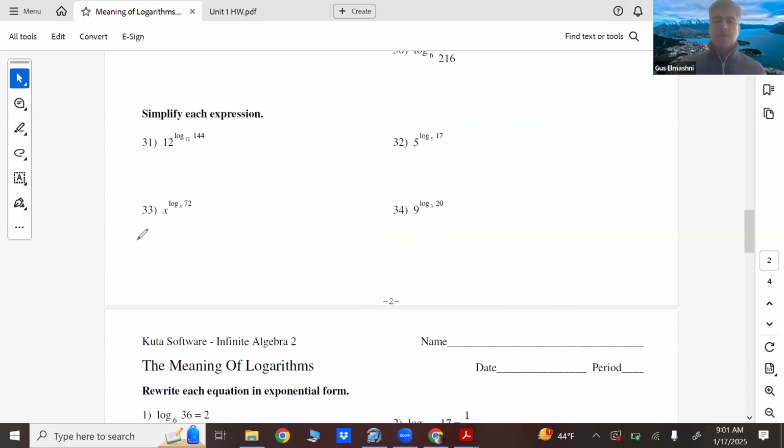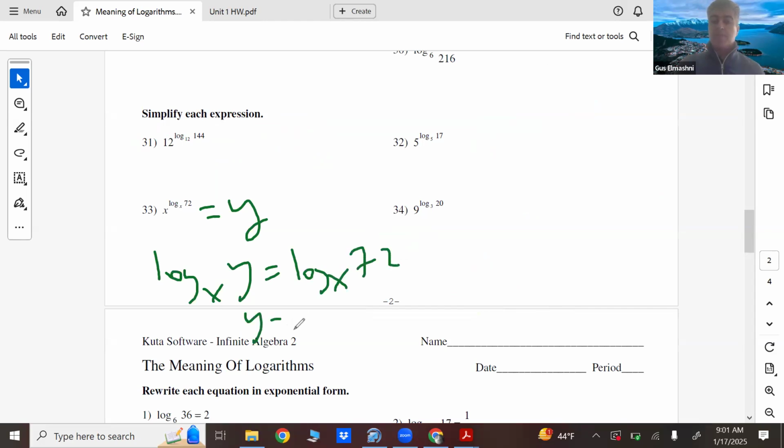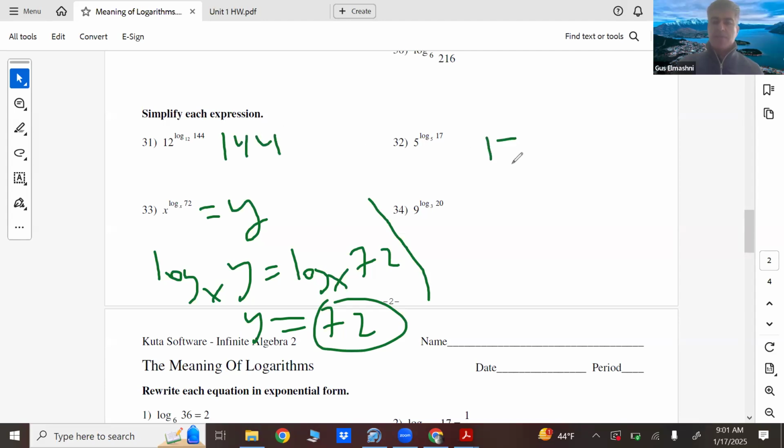Let me clear this because it's getting a little busy. Think like this: if this equals y, then log base x of y equals log base x of 72. What does y have to be to make that true? 2. There you go. That's why it works. So for 34, I know you guys are stuck on this one. That was 144, that was 17.